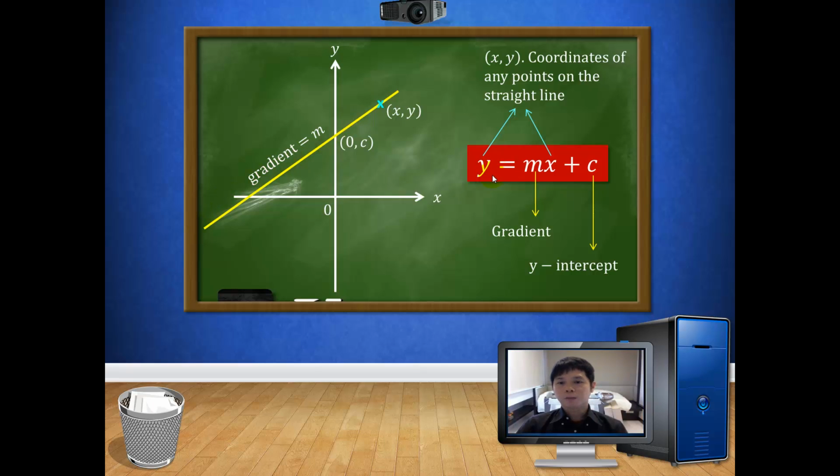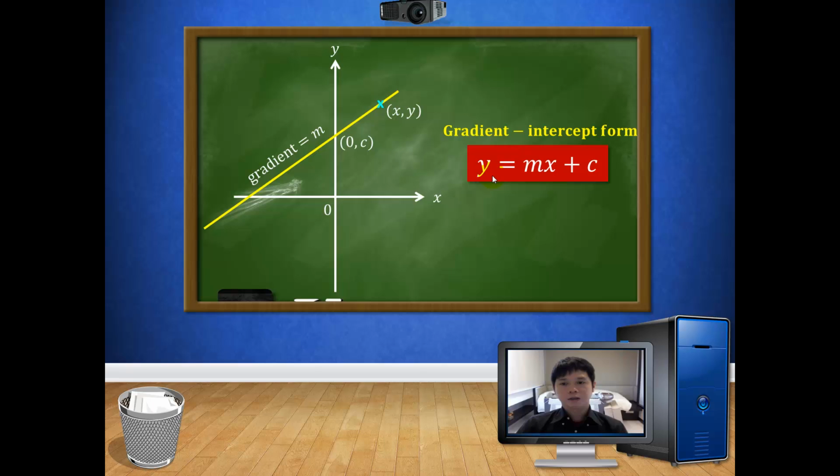Now this will become more apparent in the examples later on, and hence this formula is called the gradient-intercept form, due to the fact that you can simply find the gradient and the y-intercept when the equation is in this form. One last thing to take note is that y must have a coefficient of 1.